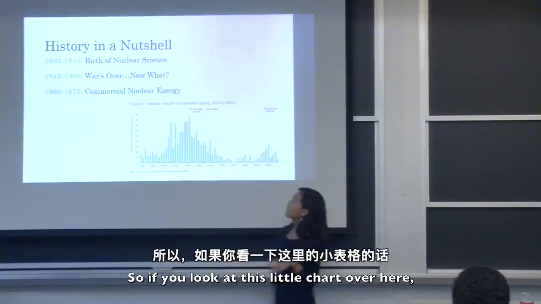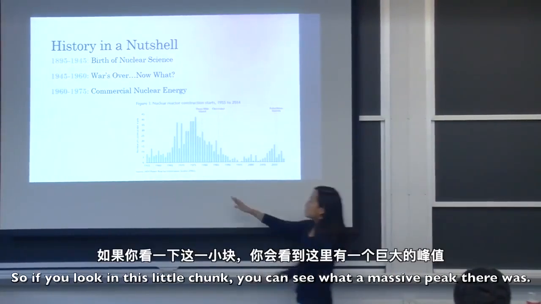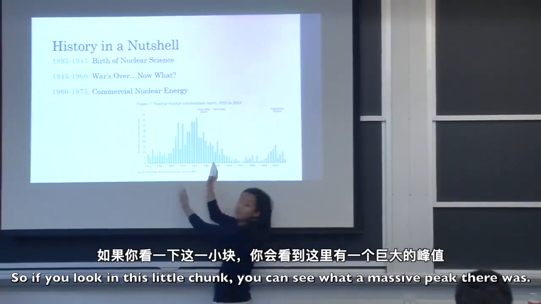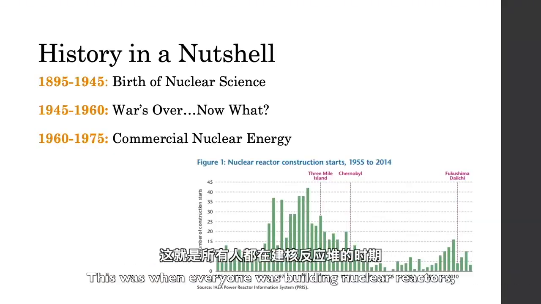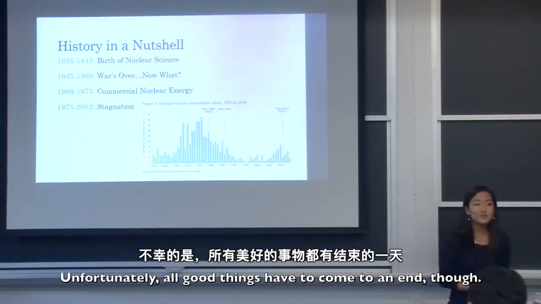If you look at this little chart over here, this is nuclear reactor construction throughout the years. If you look in this little chunk, you can see what a massive peak there was. This was when everyone was building nuclear reactors. People thought it was super jazzy, and everyone was trying to jump on that. Unfortunately, all good things have to come to an end, though.